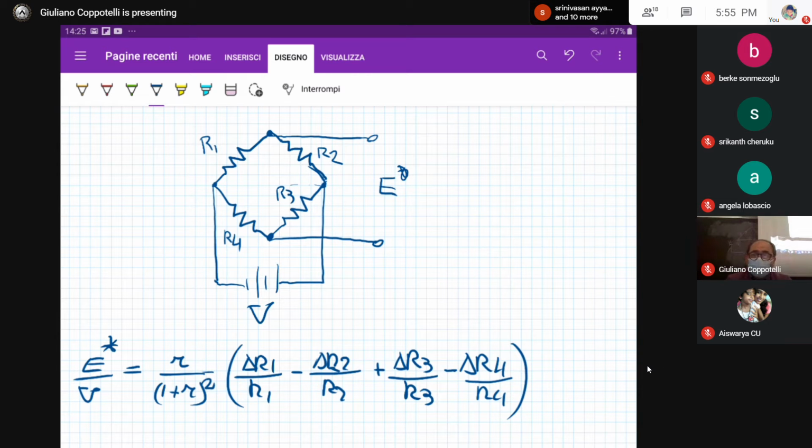So we are going to see a little bit more details on the Wheatstone bridge, and we are going to see sensitivity of the Wheatstone bridge and how we can use it.